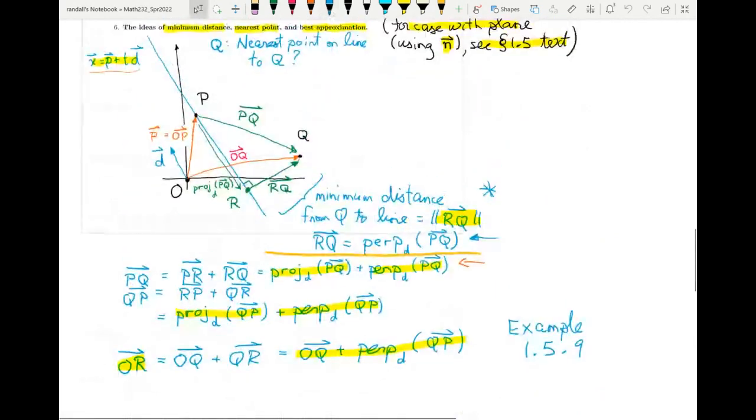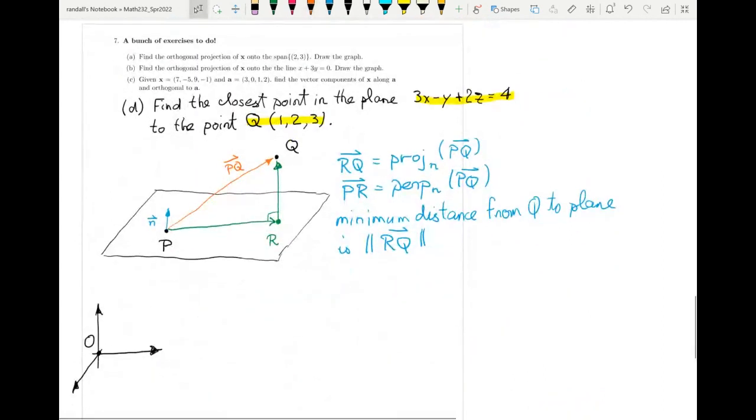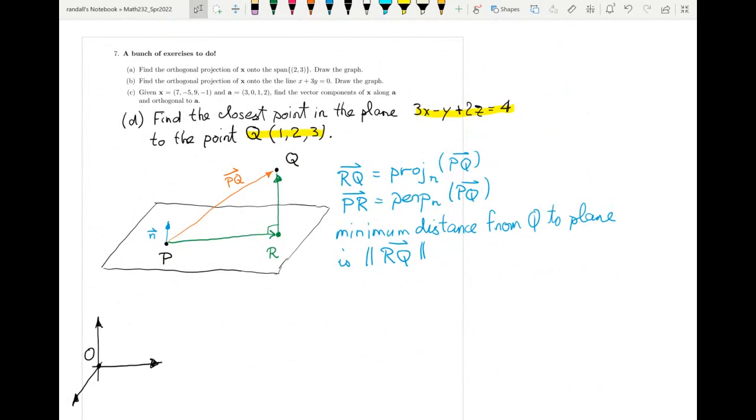If I wanted the minimum distance from Q to the line, I can compute that by computing the norm of this perpendicular projection of PQ onto D, the perpendicular part, and I'd be done. But to find the actual point R, that's this one down here, I need to go a bit further. I need to compute these two vectors right here, the actual vectors, add them up, then I will have the point. Similarly down here, I can first compute the minimum distance by computing that vector and then taking its norm. And then I'll find a way to find the actual point on the plane. So let's do the minimum distance first.